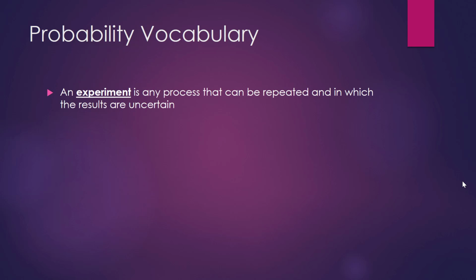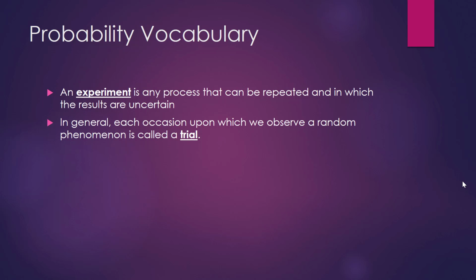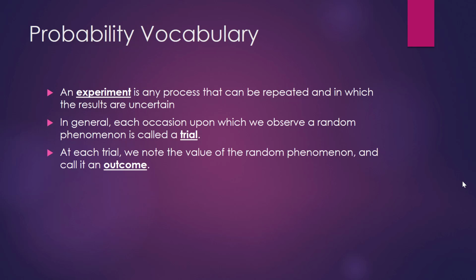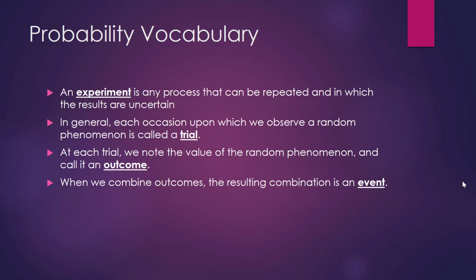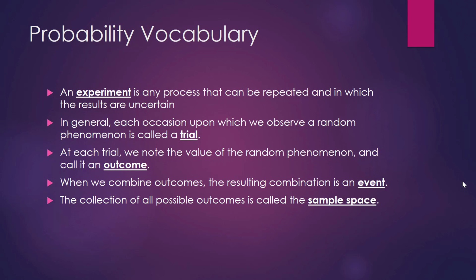An experiment is any process that can be repeated and in which the results are uncertain. In general, each occasion upon which we observe a random phenomenon is called a trial. At each trial, we note the value of the random phenomenon, and we call that an outcome. When we combine outcomes, the resulting combination is called an event. The collection of all possible outcomes is called the sample space.